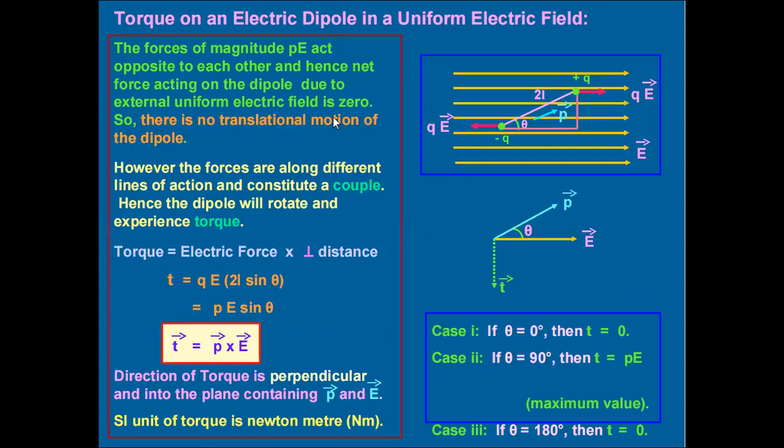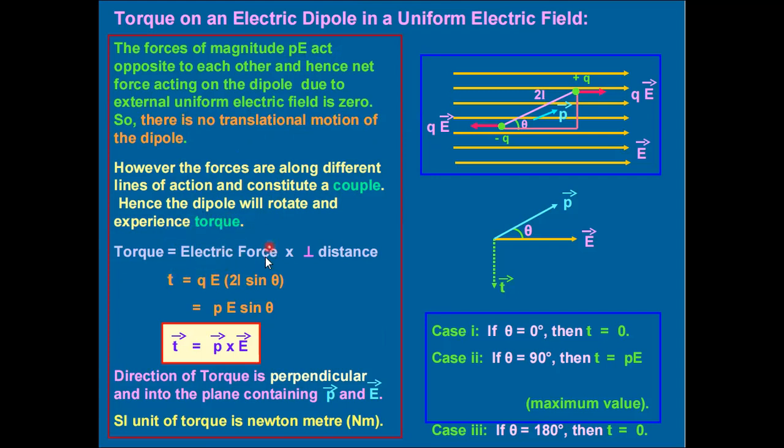So now, torque on an electric dipole in a uniform electric field. What will be the torque? The force of magnitude will be what? Electric field equals F by q, so force will be F equals qE, where the charge is q. These forces act opposite to each other and hence the net force acting on the dipole due to the external uniform electric field is zero. So there is no translational motion of the dipole. However, the forces are along different lines of action and constitute a couple. Hence, the dipole will rotate and experience torque.